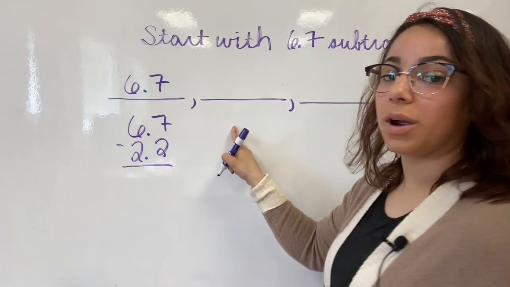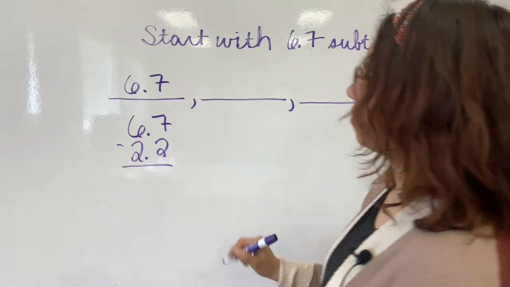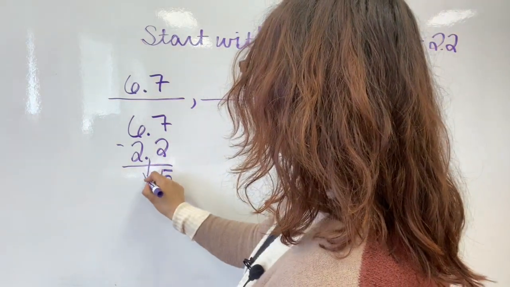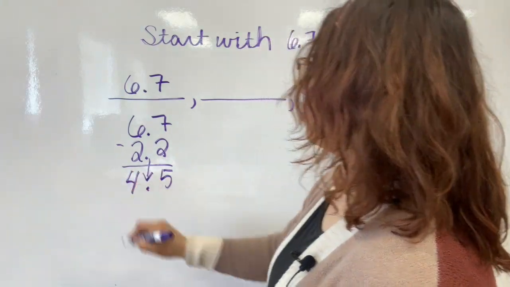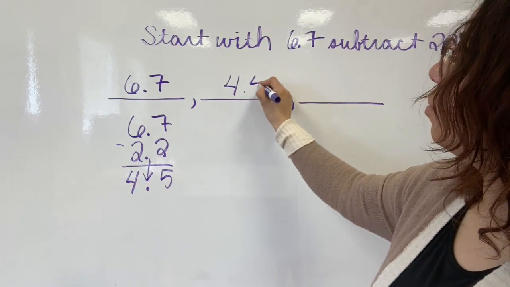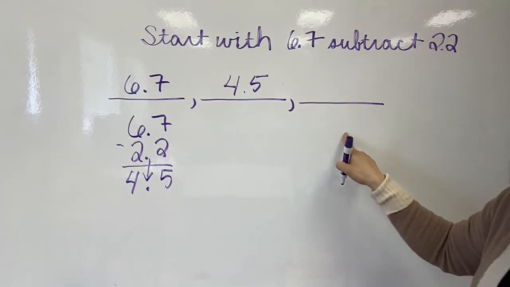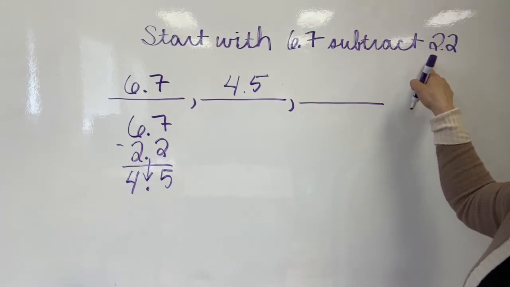To find my next number. Done. 4.5. Then, to find my last number, I'm going to subtract by 2.2.